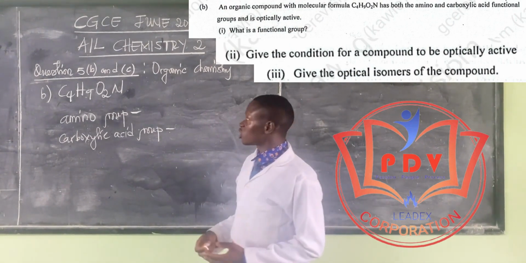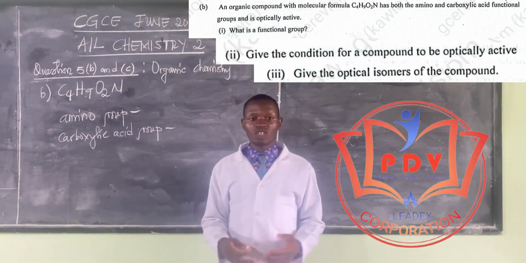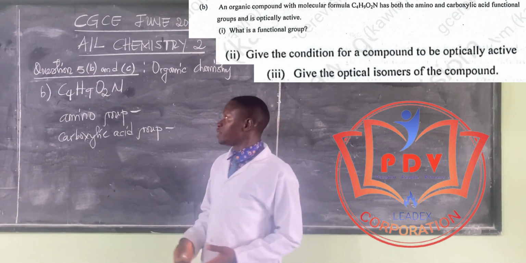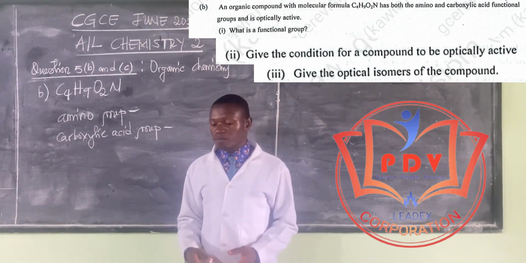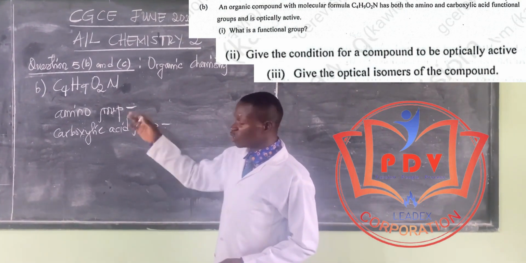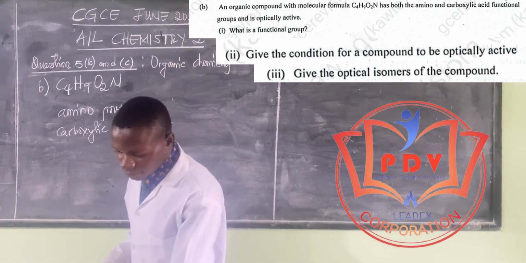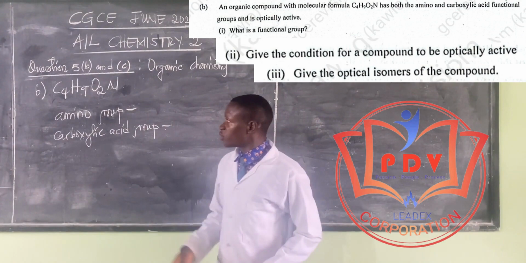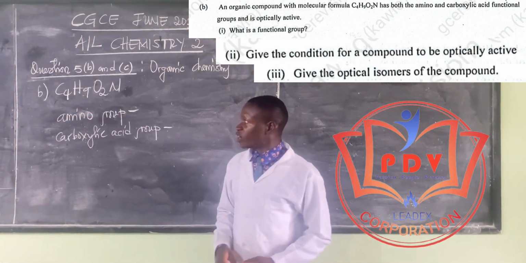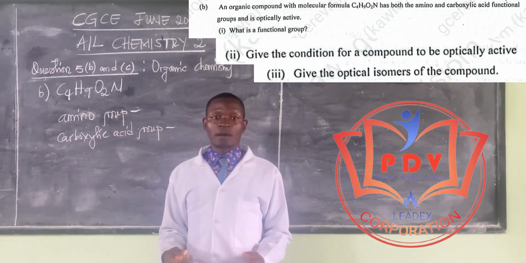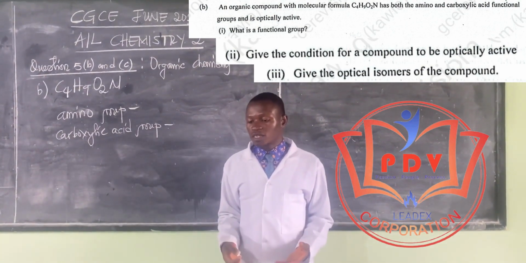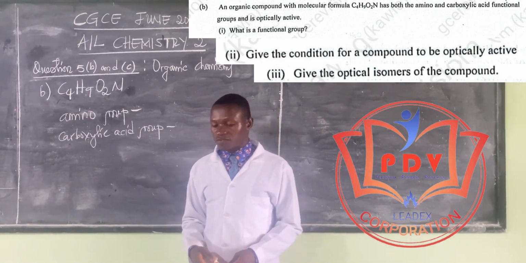In this session of tutorials, we are going to be answering question 5, Part B and Part C of June 2023 Chemistry Advanced Level. So the B part says that an organic compound with molecular formula C4H9O2N has both the amino and the carboxylic acid functional groups and is optically active.